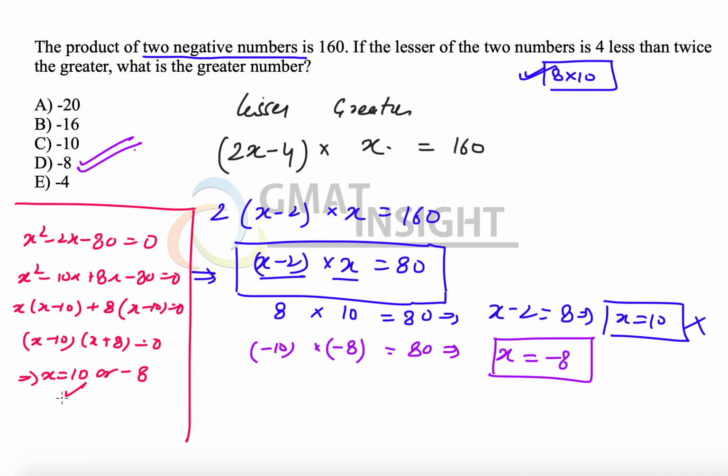Since we are looking for the negative value, 10 is not acceptable, minus 8 is acceptable. x is minus 8, and that's what becomes our answer.